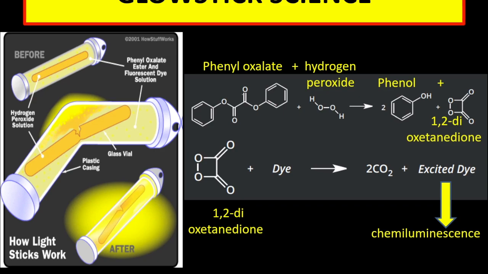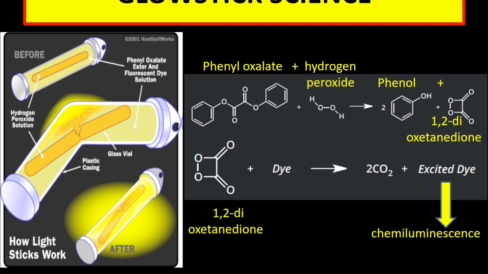So once you snap or crack the glow stick, the inner tube releases the hydrogen peroxide. This then reacts with the ester to form what's called a phenol and a dione. The dione then goes on to react. It's actually quite unstable, and it decomposes to form carbon dioxide, and it also releases energy at this point. And that energy is absorbed by electrons in the molecules of the dye.